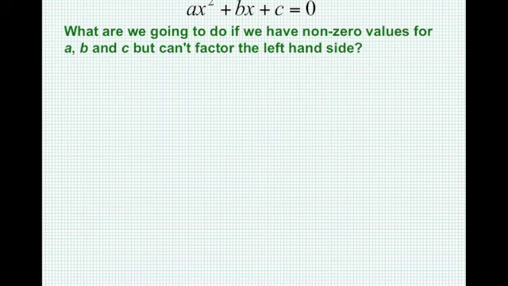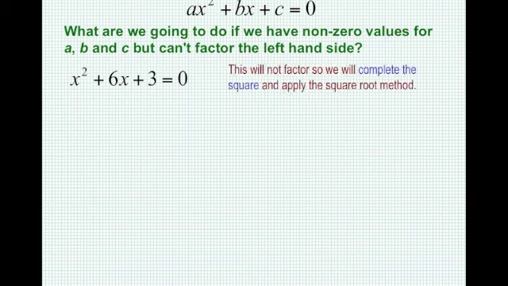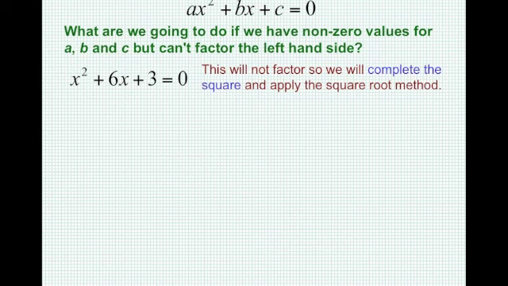What are we going to have to do if we have non-zero values for a, b, and c, but can't factor the left-hand side? For example, x squared plus 6x plus 3 equals 0 is prime. I'm not able to factor the left-hand side. So we could possibly complete the square and then apply the square root method.